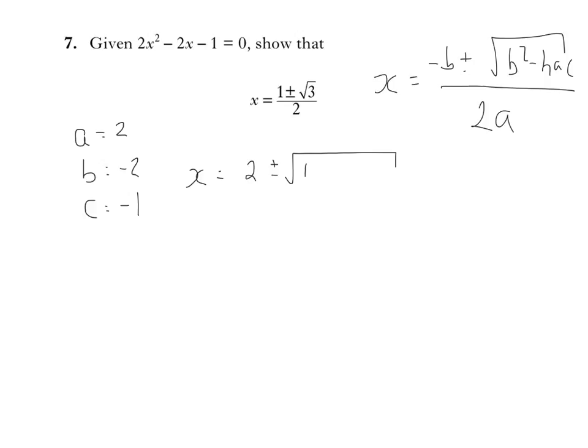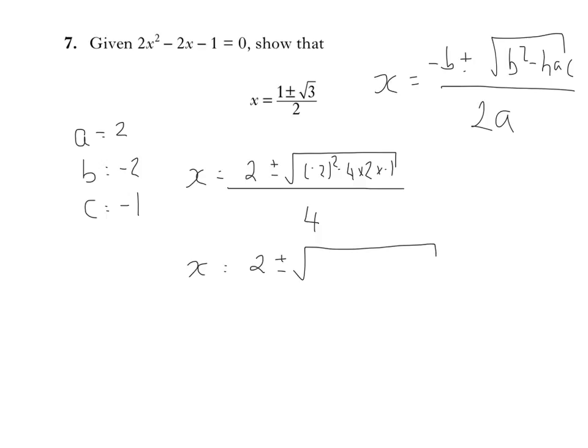So that's going to be b squared, which is minus 2 squared, minus 4 times a, which is 2, times c, which is minus 1. And this is all being divided by 2a. If a is equal to 2, then 2a is equal to 4. So let's just simplify it a wee bit.